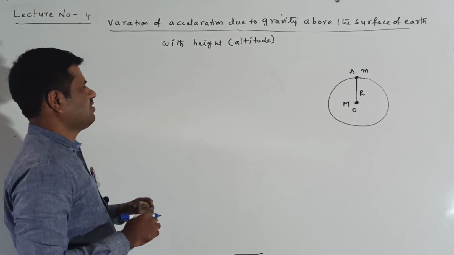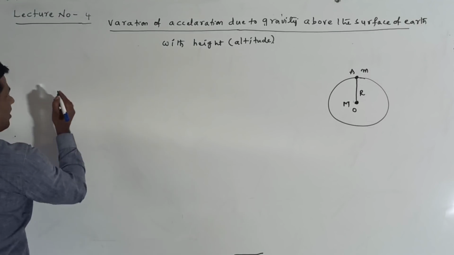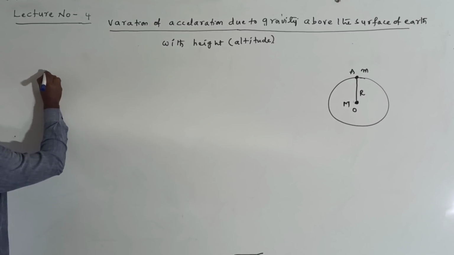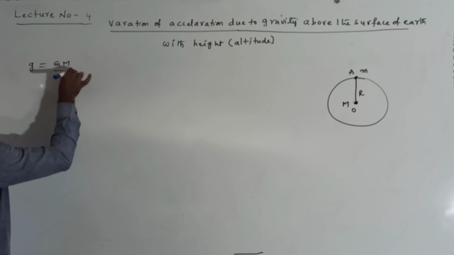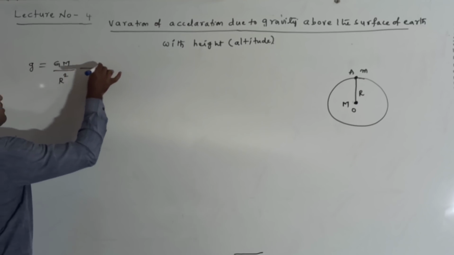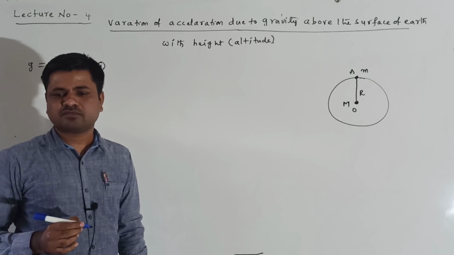Now on the surface of the earth, acceleration due to gravity can be written as, we already know the formula g is equal to GM by R square. This is given as equation number 1. This is on the surface of the earth.